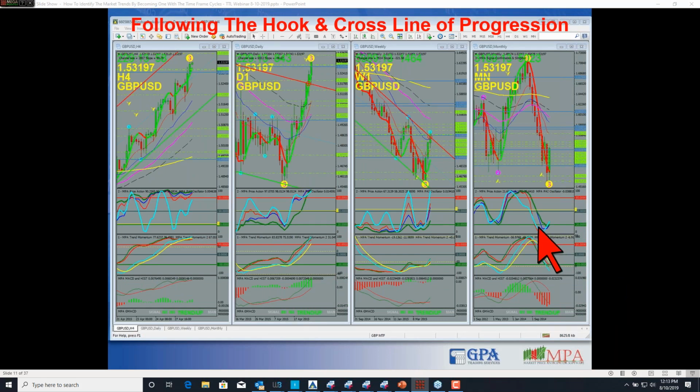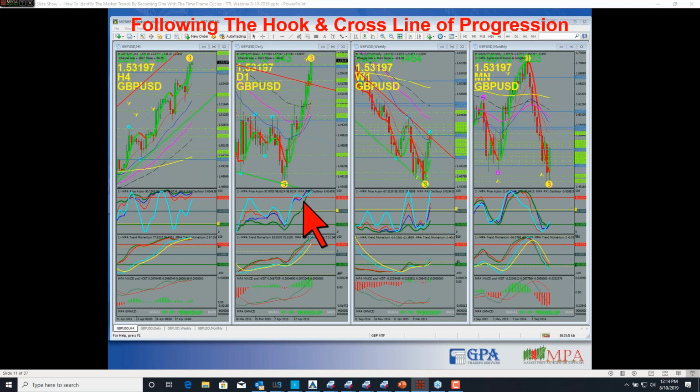Here's the pound dollar. One more time. You don't get a monthly hook without a weekly hook and a cross. And once the monthly started to hook, it meant my daily was going to go all the way to overbought. Why? Because a monthly hook right there equals a weekly hook and a cross. And as this would continue, the weekly hook and a cross meant the daily would go to overbought.